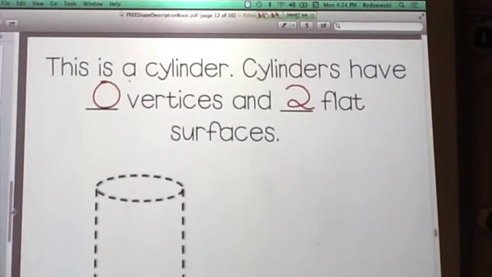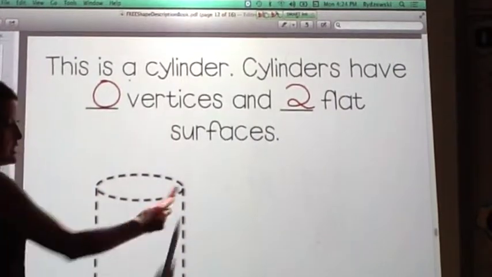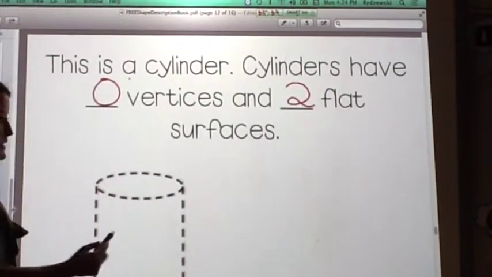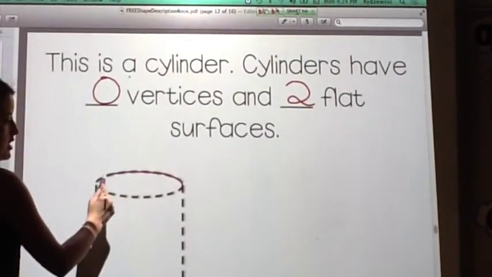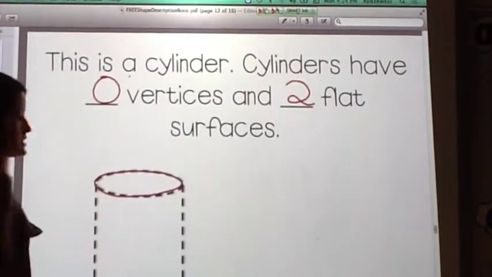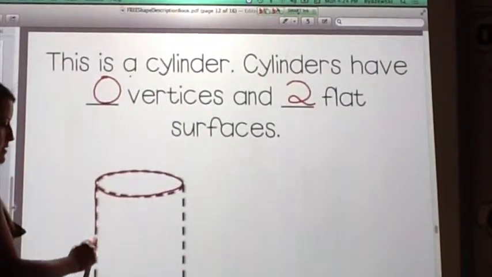To start our cylinder, we are going to draw a kind of like an oval shape at the top. This is going to be our first flat surface. So, starting at this point, go ahead and draw and trace that oval at the top. And now we're going to bring our sides down.